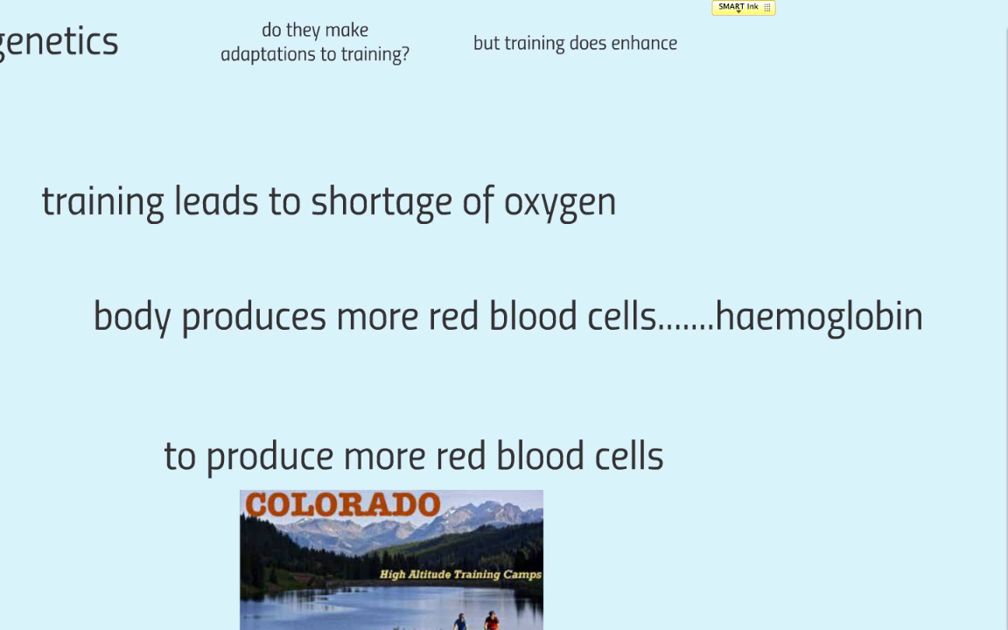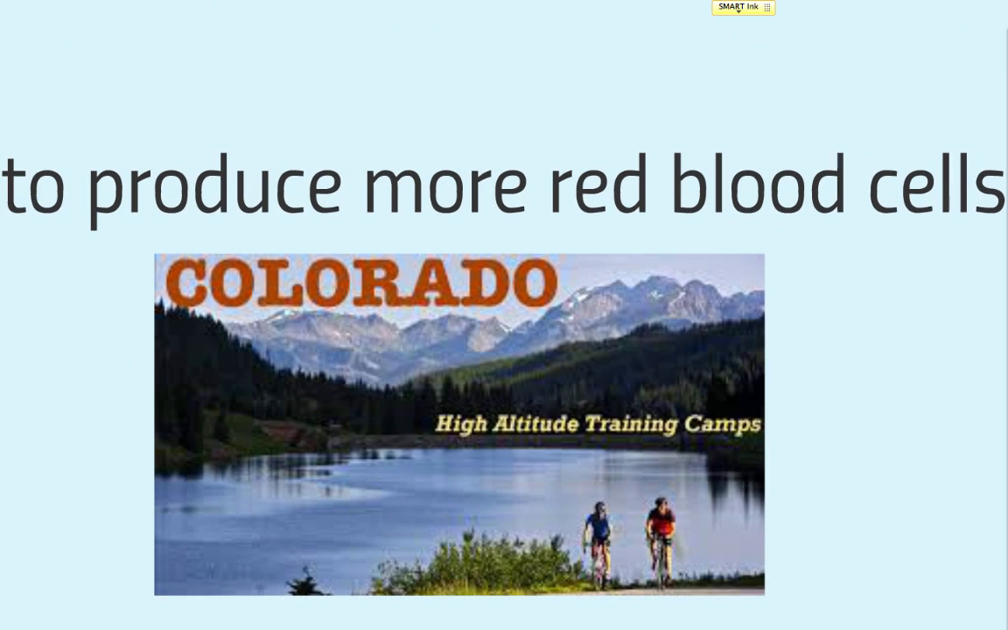How much more is up for debate, and some readings will suggest as much as 20%, but this is probably debatable. The most efficient method of producing more haemoglobin is through training at high altitude. Marathon runners and bike riders will often head to the mountains for this very reason. The air becomes thinner the higher you go above sea level, meaning the body starts producing more haemoglobin.